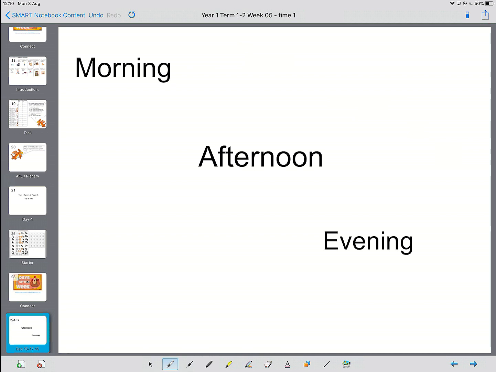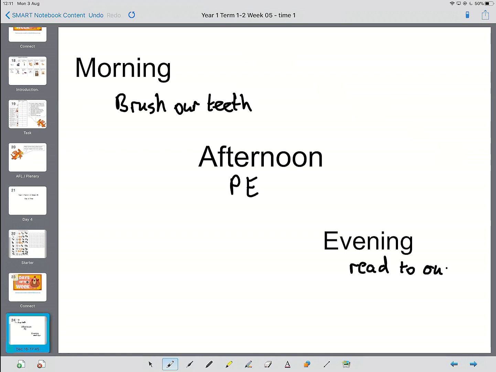Okay, so welcome back. In the morning, we said we brush our teeth. We also said we wake up, we get dressed and things like that. Afternoon, we said we do PE. And in the evening, we said we read to our parents. I'm putting parents because some people said mums, some people said dads. Could actually say grown-ups because some people said nanas and granddads. Okay, so that's what we do.